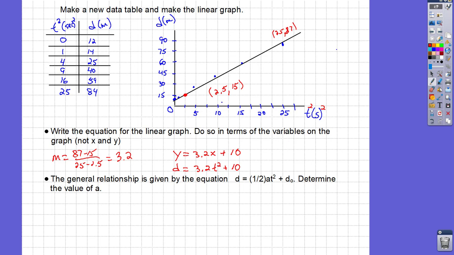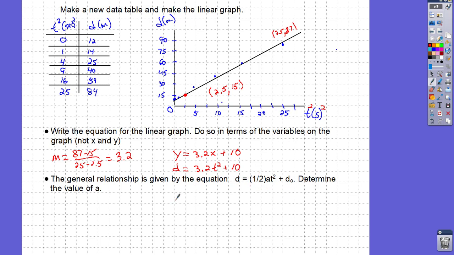Okay? And so the general relationship of the equation, we know that the coefficient in front of the time squared is equal to 1/2 the acceleration. Okay, so basically what we're doing is we're just making a comparison. So the coefficient of t squared is 3.2 here, and in this equation we see that the coefficient of t squared is 1/2 a.